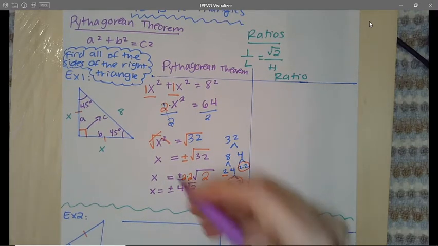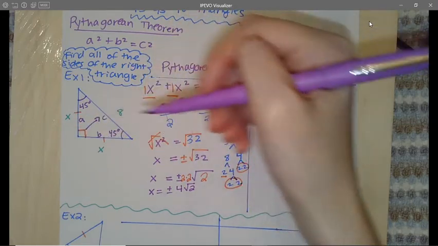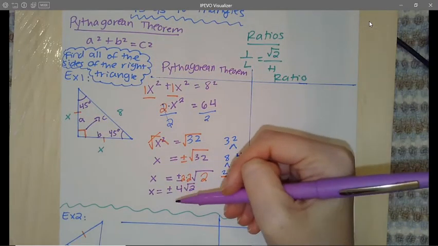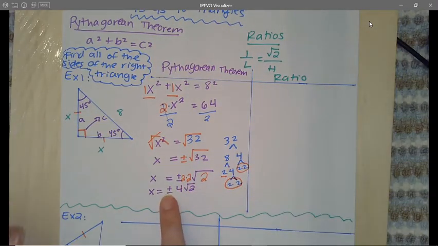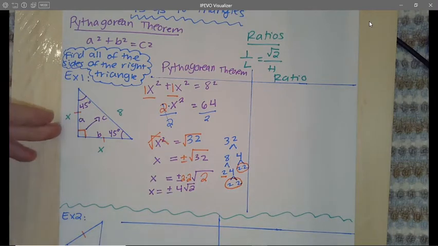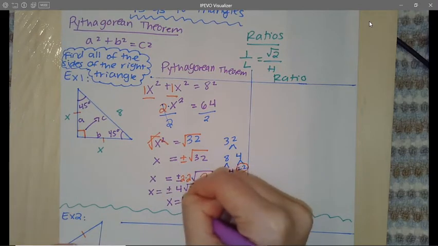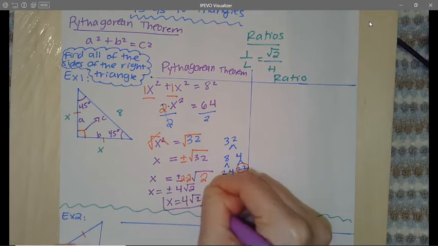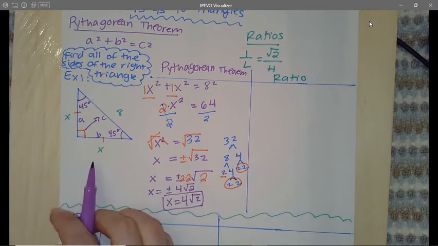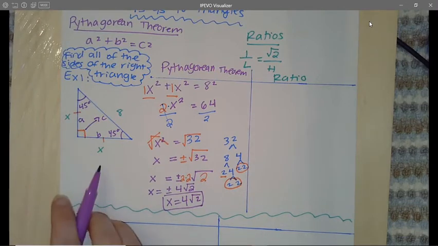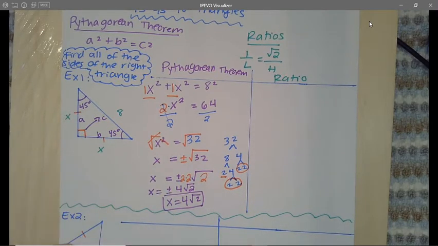Now don't forget, you guys, since we're talking about the sides of a right triangle, which one of my answers doesn't make sense? The positive 4 root 2 or the negative 4 root 2? Okay, you can't really have a negative side of a right triangle, so the only answer in this case that will make sense is the positive 4 root 2. So x will be 4 root 2. Okay, and those are the two missing sides of my right triangle, the two x's. So x is simply 4 root 2.